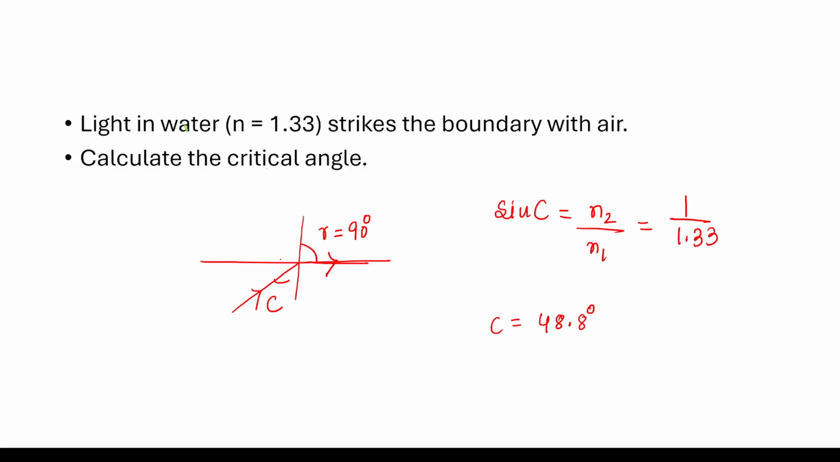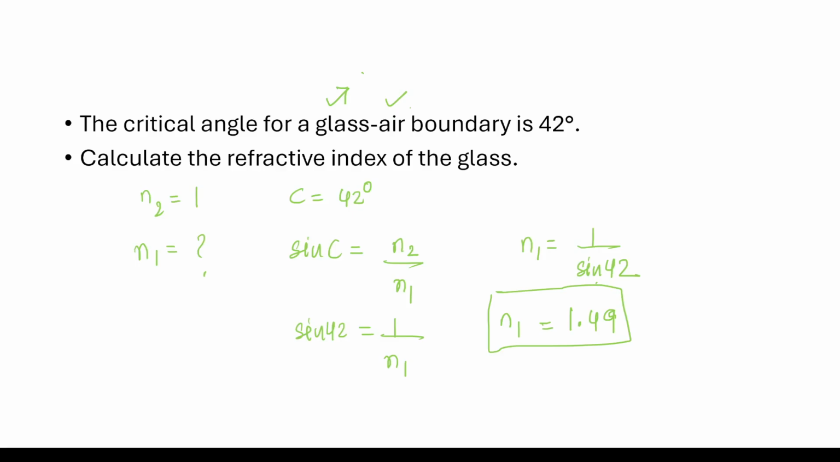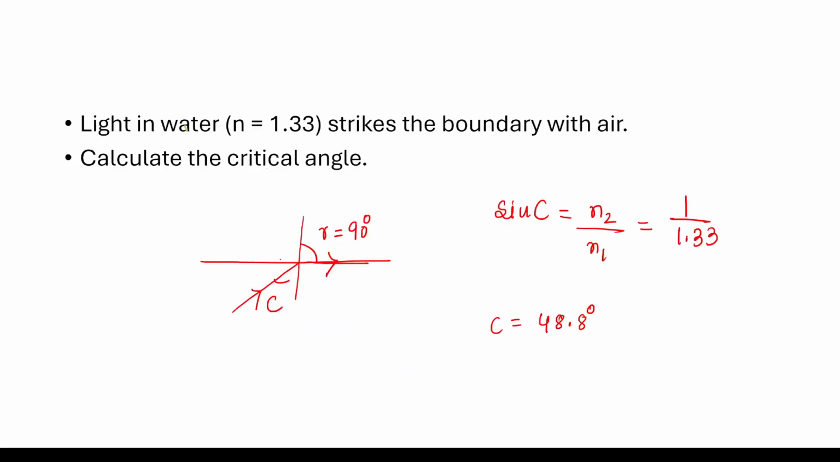Now total internal reflection. But what happens? Let's go back to this diagram. I'm increasing my angle, I'm increasing my I, my R increases, and at one point in time when I is critical angle, R becomes 90 degrees. But then what happens if I further increase my angle? What would then happen? I'm going to just copy that diagram to this page.